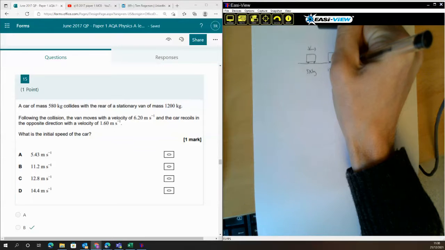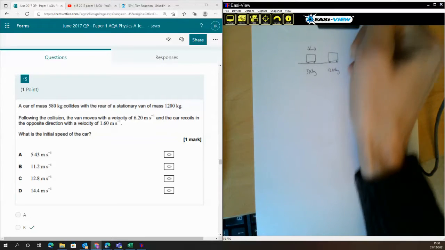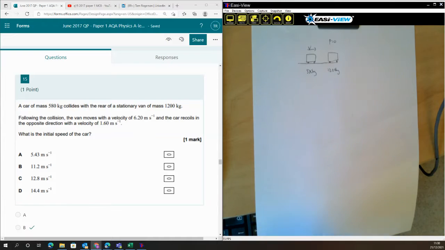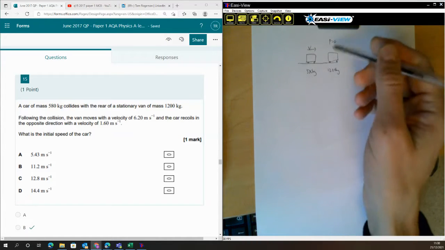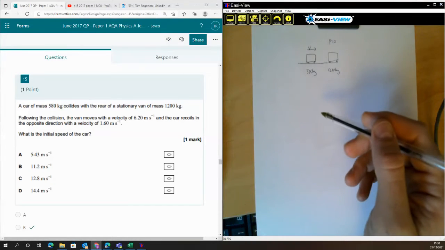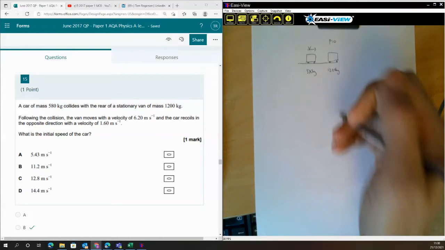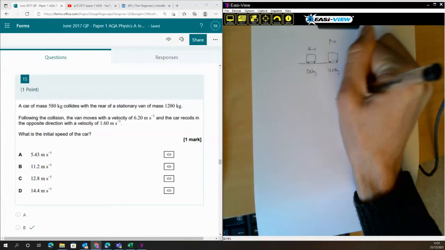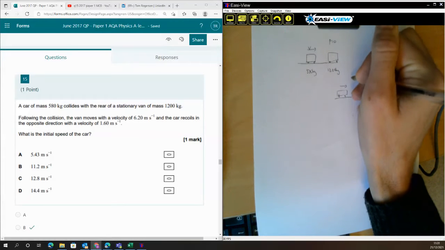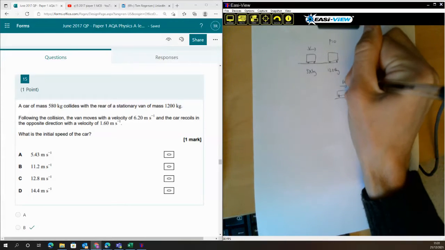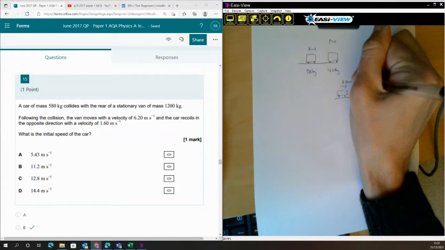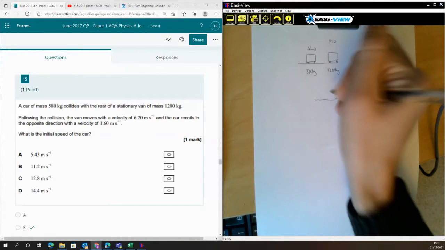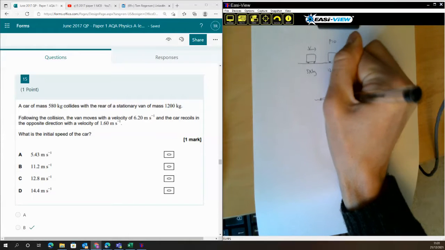So we know the momentum of the stationary van is 0. And then we're told what happens at the end. So what we're going to do is equate this initial momentum to what's happening at the end. So following the collision, the van is moving this way with 6.2 meters per second, and the car recoils. So it is conservation of momentum.